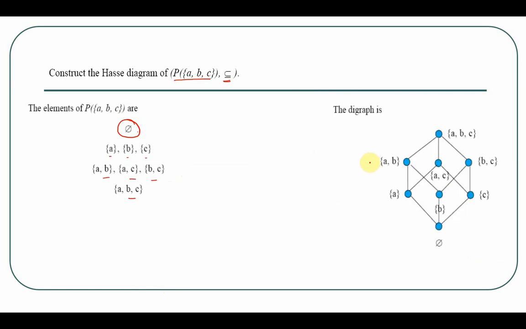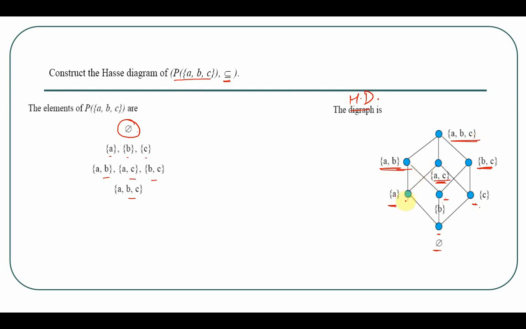This is the digraph. Sorry, this is not the digraph, this is the hash diagram. So phi is strictly related to A, strictly related to B, strictly related to C. A and B are strictly related to A comma B. A and C are strictly related to AC. B and C are strictly related to BC, and AB, AC and BC are subsets of A, B and C.